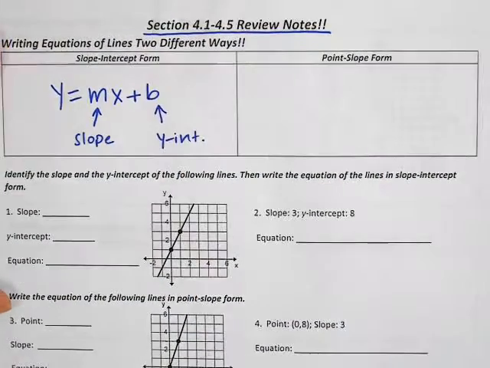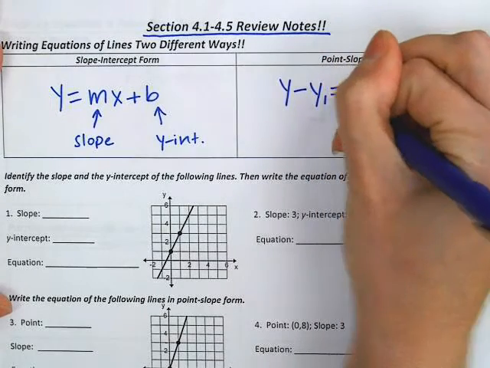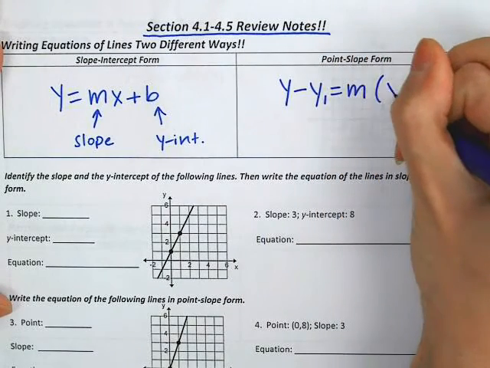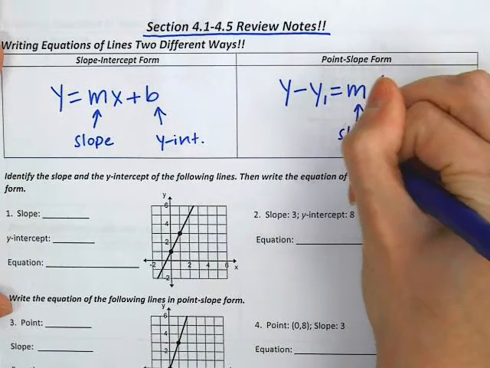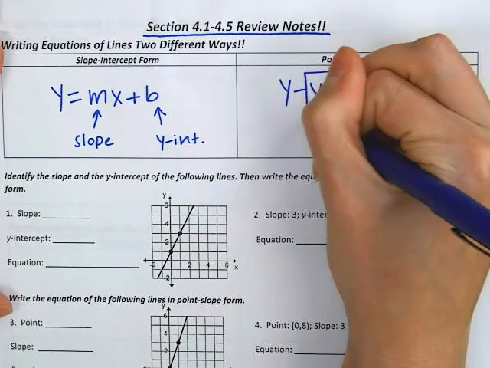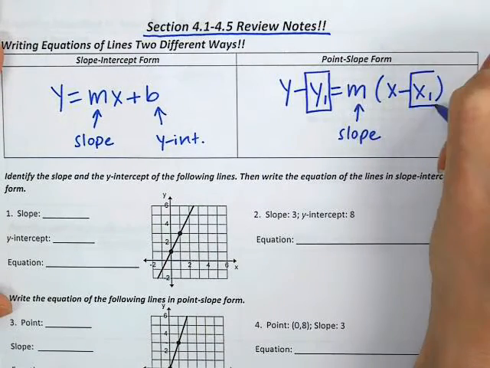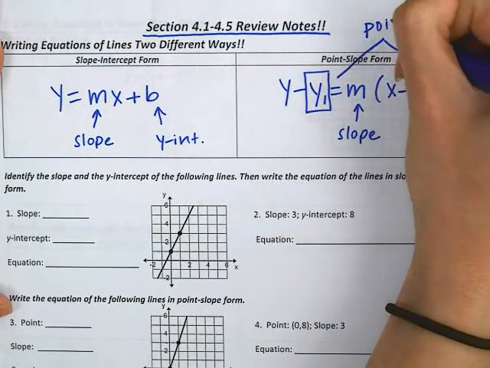And then point slope is the longer one. Y minus y1 equals m times x minus x1, where m is the slope, again, and x1, y1 are a point that's given on the line.